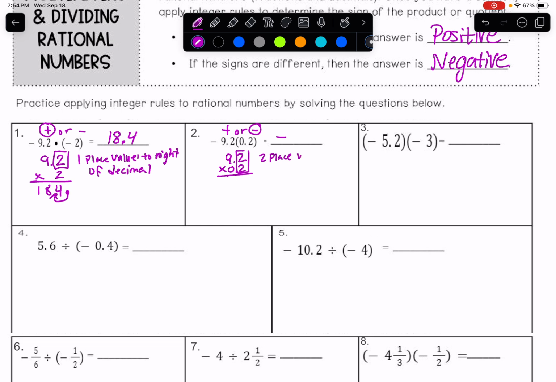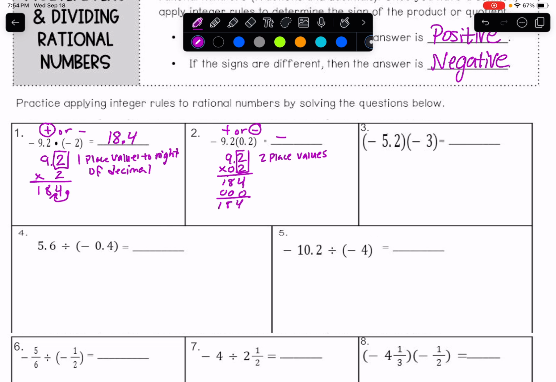You don't need to do this next step, but watch what happens if you bring down the 0. You're just getting 0, 0, 0, 0. So this becomes 184 still. And then now we have two place values to deal with and move the decimal 2 times. So the answer is negative 1.84.